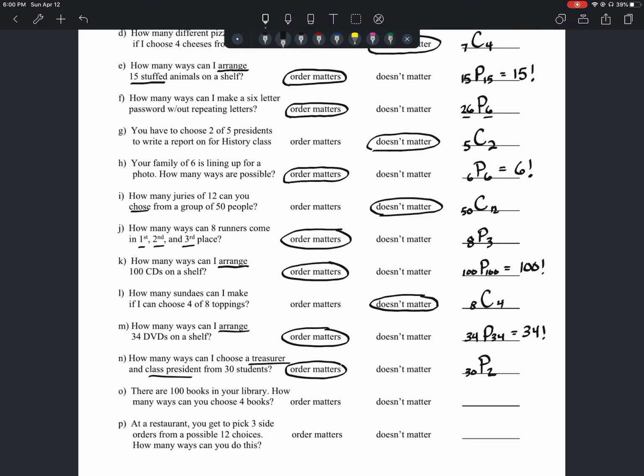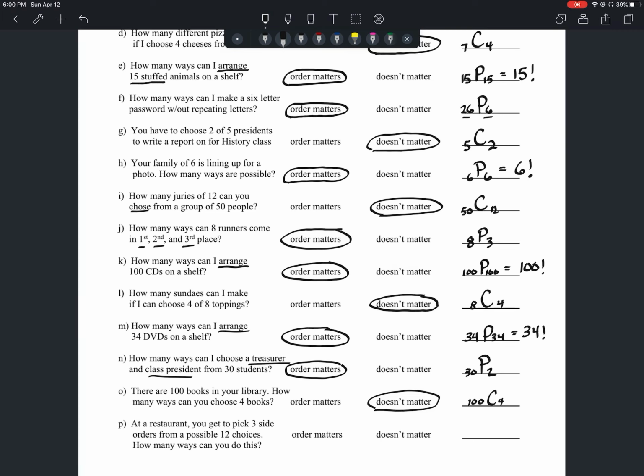2 more. There are 100 books in your library. How many ways can you choose 4 books? It's not how many orders can you read 4 books, it's how many ways can you just choose 4 books. Therefore, order does not matter, and it's the combination 100C4.